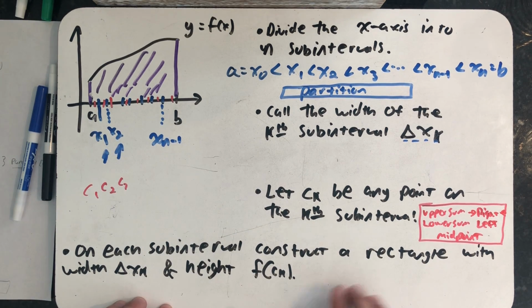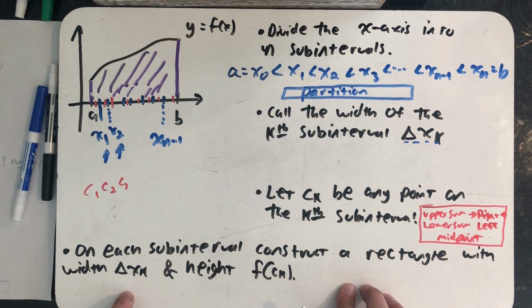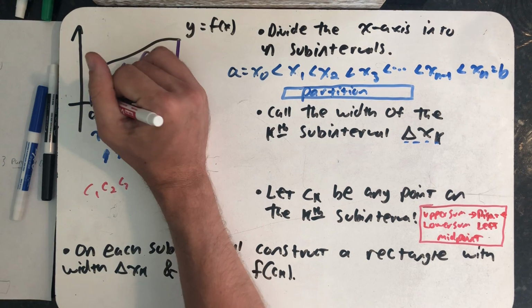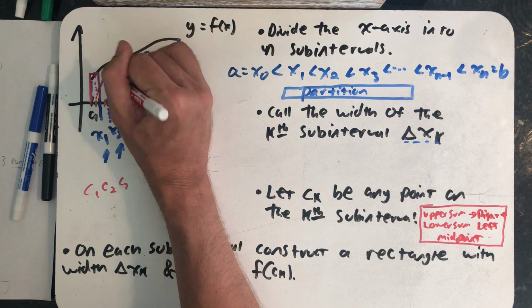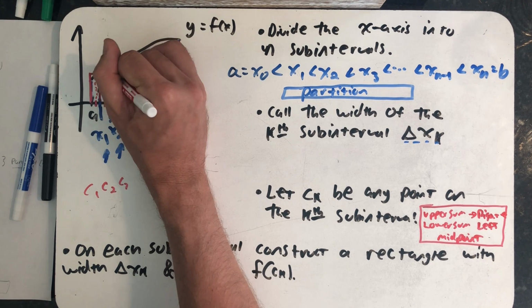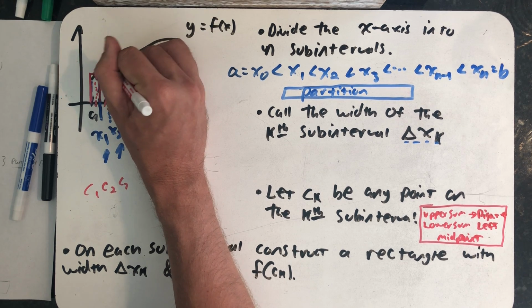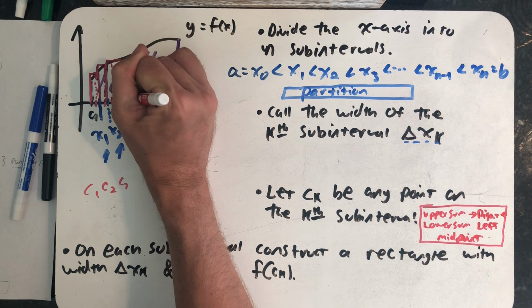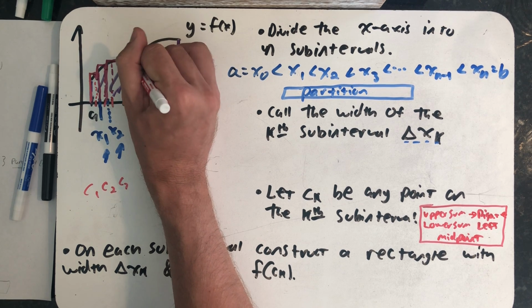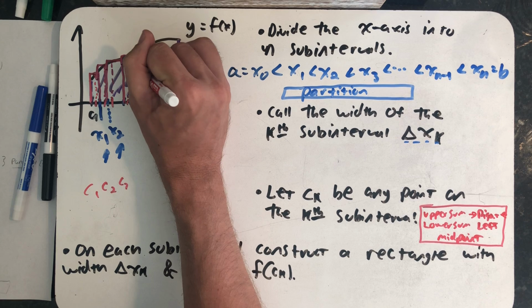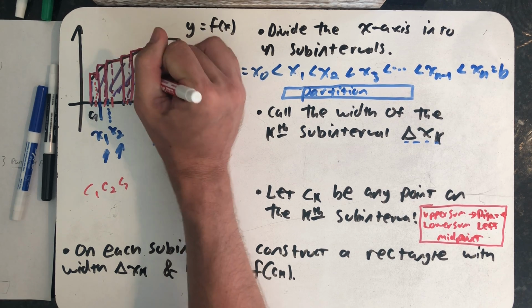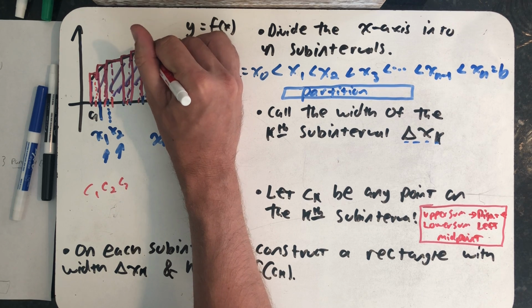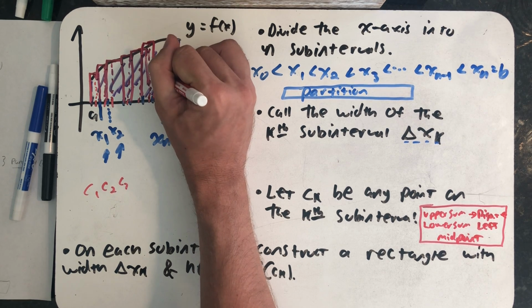Then on each subinterval, we construct a rectangle with width delta x sub k and height f of c sub k. So f of c1 is a function value. There's my height, and I get a rectangle. Just drawing this very familiar picture, imagining plugging in the chosen x values on each subinterval to get a height and draw a rectangle. Each one of these rectangles has an area. I add those up, and that should approximate the area under my curve.